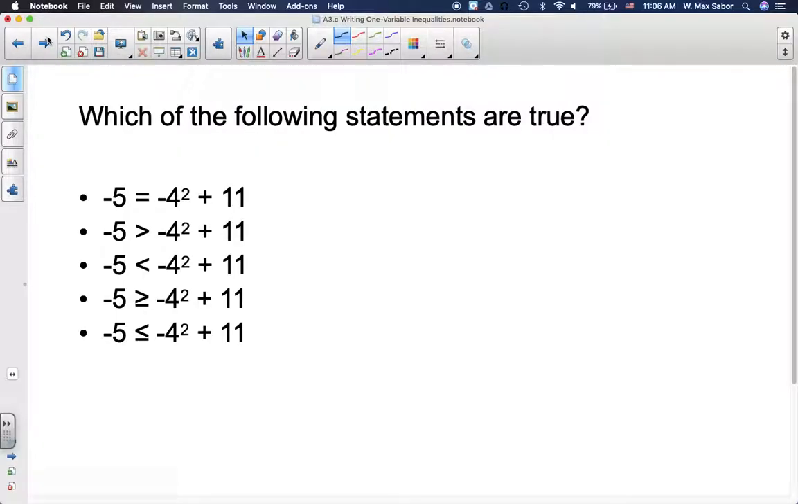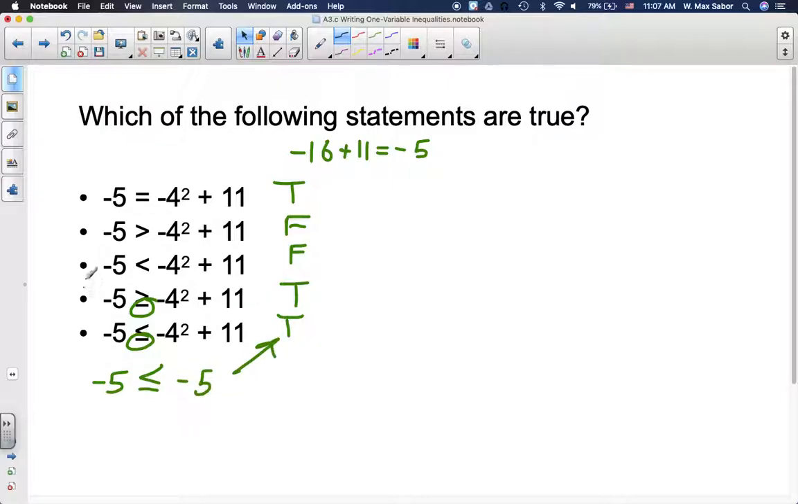It's important that you know the difference between the signs as well. So -4 squared is -16, plus 11 is -5. So each of these, -5 equals that. That's true. Is -5 greater than -5? No. Is -5 less than -5? No. Is -5 greater than or equal to -5? Yes. The "or equal to" makes it true because we're comparing two equal things. This is saying -5 is less than or equal to -5, which is true. So these three were the true statements.